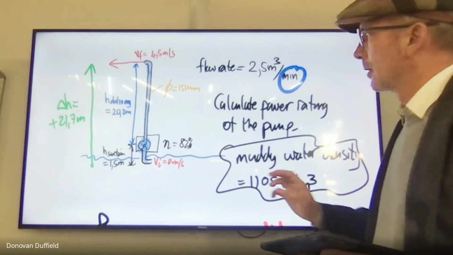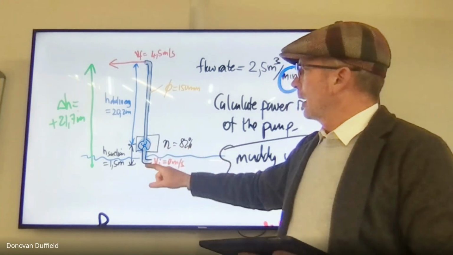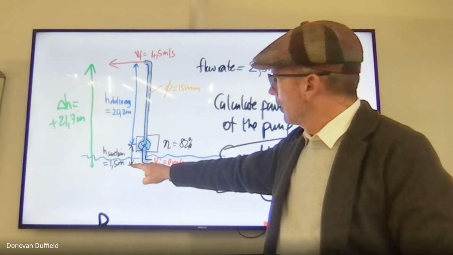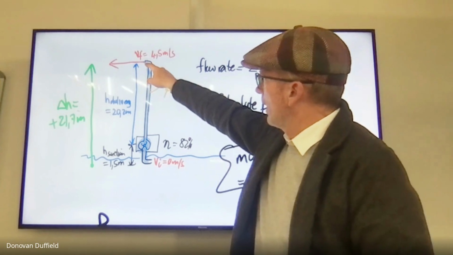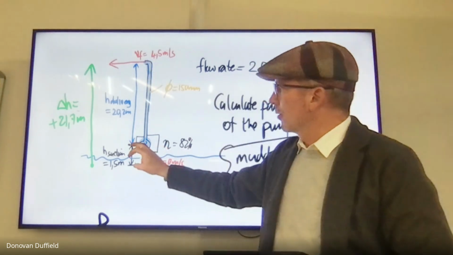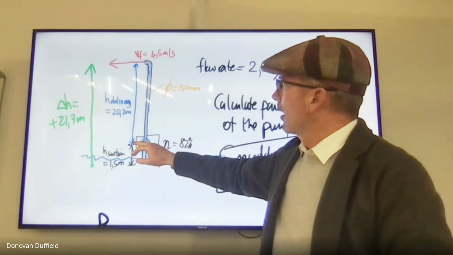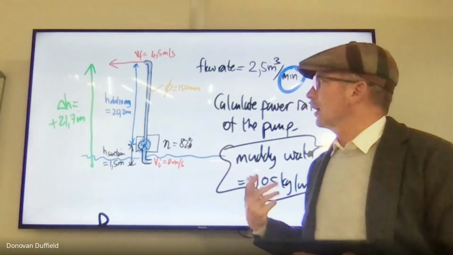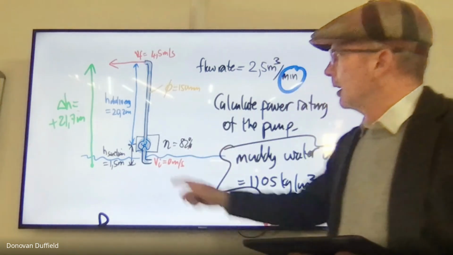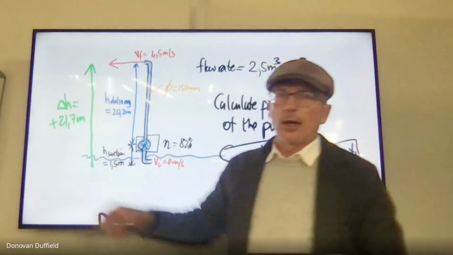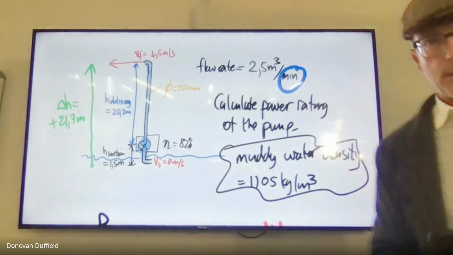We have got a pump that is sucking water and pumping water from here all the way up to there. Now, the height through which it pulls the water is 1.5 meters. The height through which it delivers the water is 20.2 meters. So the total height of delivery, the total change in height, will be 21.7 meters.